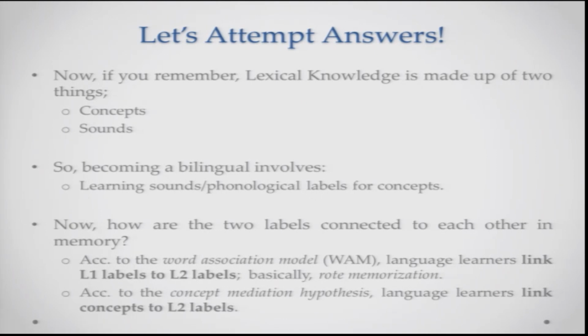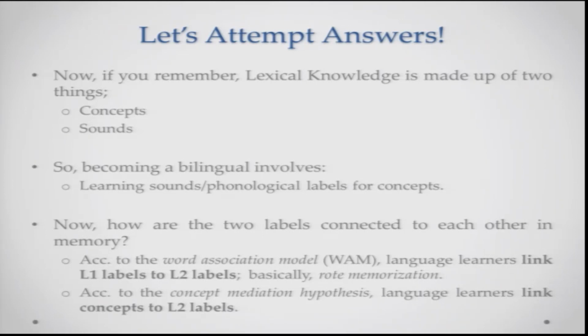Now, how are these two labels connected to the same concept, or how are these two labels connected to each other in your memory? Suppose I am beginning to learn English at this point in time. How am I doing it? Am I learning English for every concept that I know of, or what I am doing is I have a concept of the apple, let us say a fruit, and I have a concept of that in Hindi, and what I am just doing is linking this concept to the word in English.